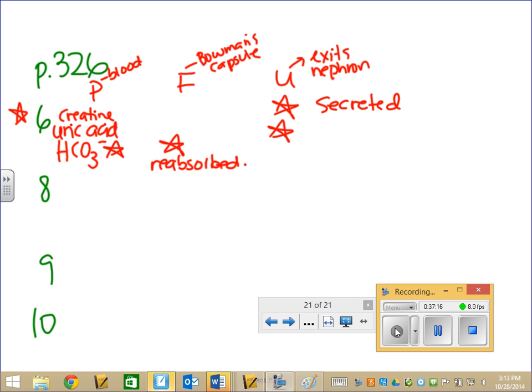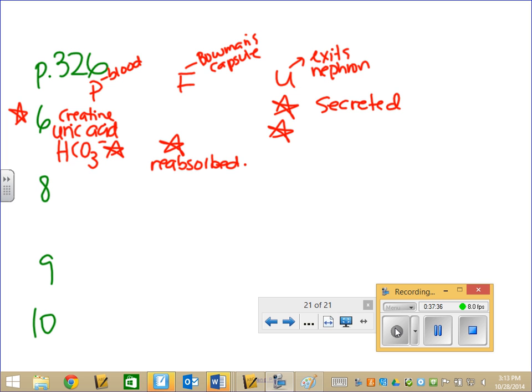So this question is an excellent example of data that I could show you. I could show you a table like this with random substances, and if you compare what's in the filtrate and what's in the urine, you could tell me whether they're secreted or reabsorbed.